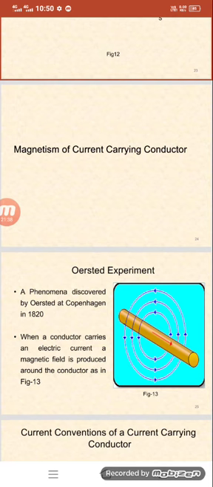encircle the conductor, and this phenomenon was discovered by Oersted at Copenhagen in 1820. When a conductor carries an electric current, a magnetic field is produced around that conductor, which is shown in figure 13. See in the picture, after giving some electricity to that conductor, this current is going to produce some magnetism or magnetic field surrounding that conductor. This was explained by the great scientist Oersted at Copenhagen. That's why this is called Oersted's experiment.